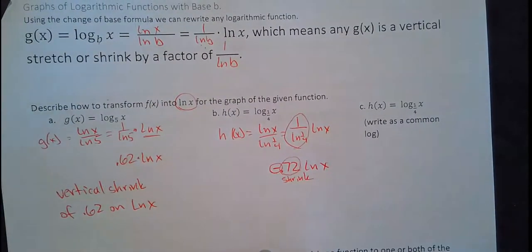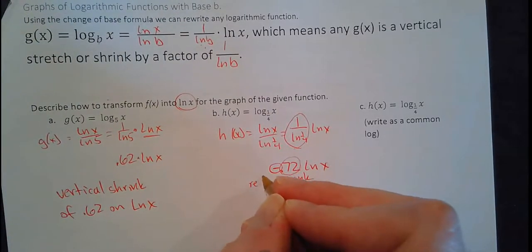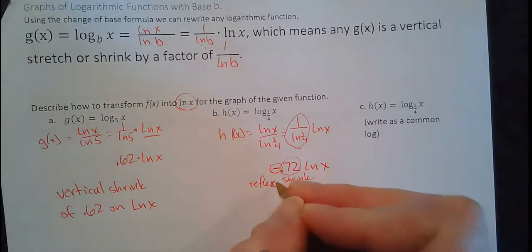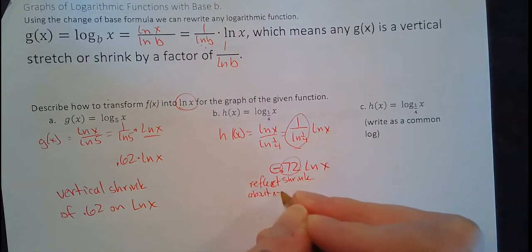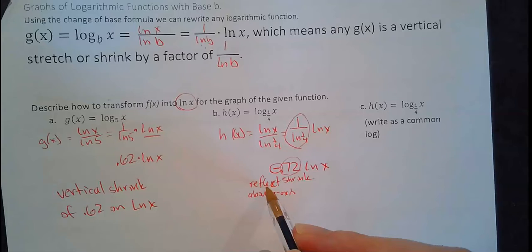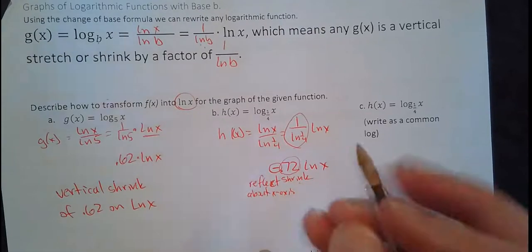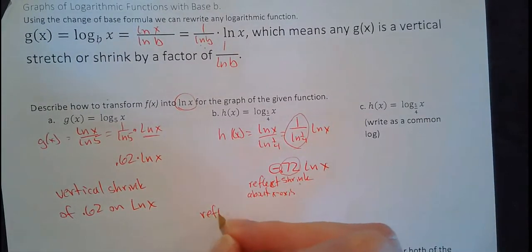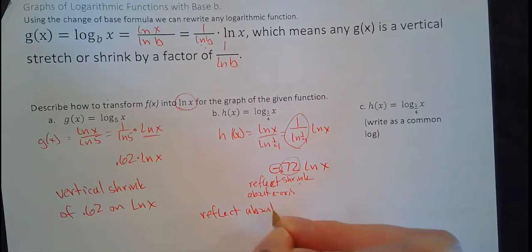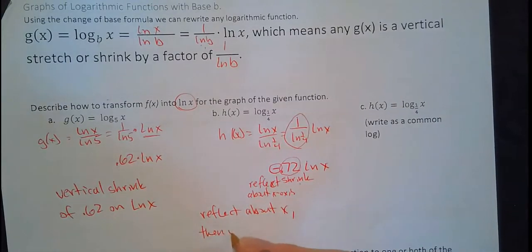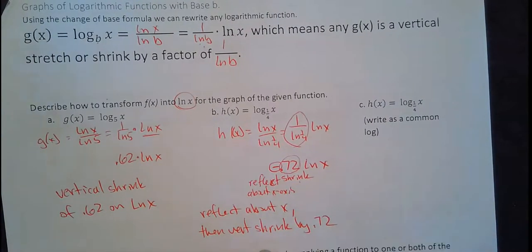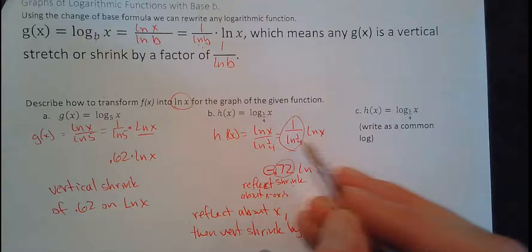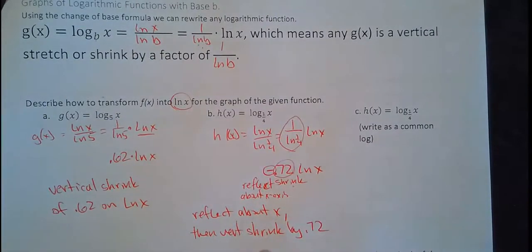What does that negative mean? That negative means reflect. So this is going to be a reflect, not reflex, reflect about the x-axis. So I'm going to reflect about the x-axis and then vertically shrink. I'll just write out reflect about x, then vertically shrink by 0.72. So if you had the graph of the natural log of x, do this stuff to it, and that's what the log base 1/4 of x graph would look like.